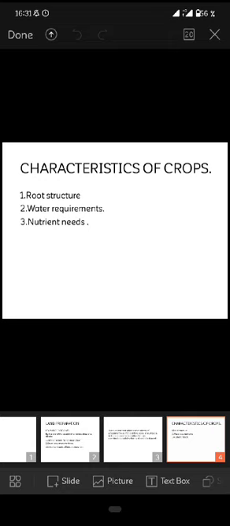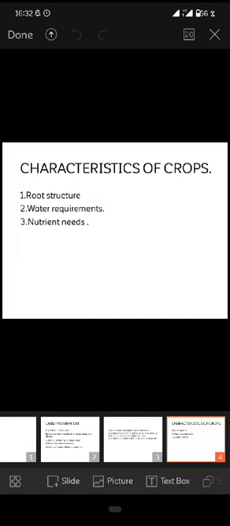So we talk about generally, these are the factors considered before preparing land. These are the characteristics that are required on crops. One of them is root structure. You must consider if the roots go deeper or shallow. If it is long rooted, you have to prepare the land deeper. If it's shallow, you have to prepare it on a shallow part, maximizing on the implements that you have.